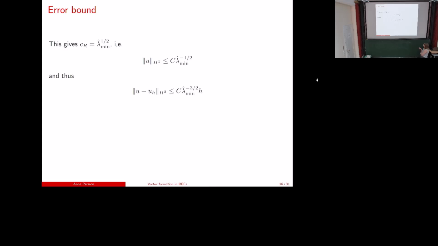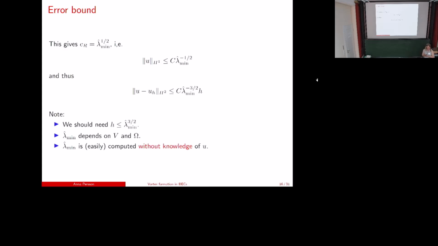So if my H1 norm is bounded by this, I can plug it in for, oh sorry, this is a typo. It should be H1 here. So the error in the H1 norm is bounded by this to the power 3. This we saw before, that the H2 norm of u was bounded by the H1 norm of u to the power 3. So it seems that this could be my thing. It looks like we should need that h is less than this minimal eigenvalue to the power 3/2.